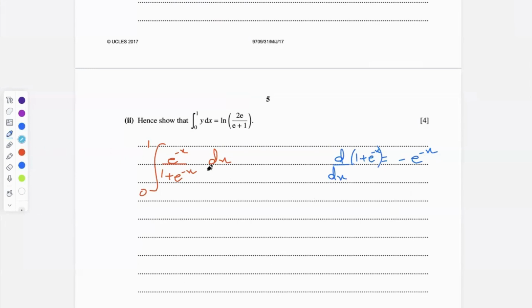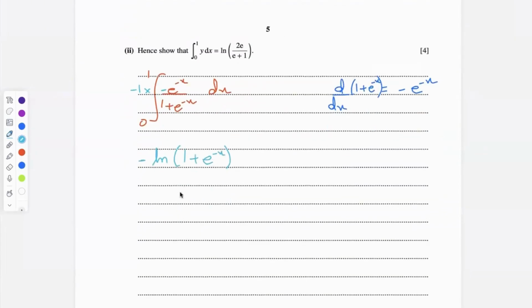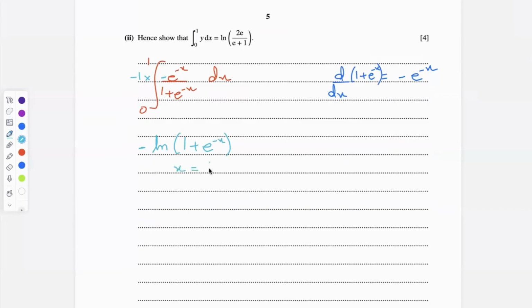Now, in the first step, as we need a negative sign, we'll put a negative over here, and we'll also multiply this equation by minus 1. Now, integrating, we'll get minus ln of 1 plus e power minus x as the integral. Now, substituting the limits, which are x equals 1 and x equals 0. So substituting x equals 1, we'll get minus ln of 1 plus e to the power minus 1. And we'll subtract it from the lower limit, which is 0. So this will become minus ln of 1 plus e to the power 0.